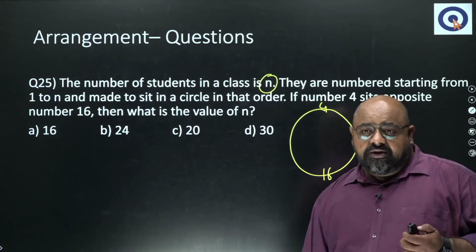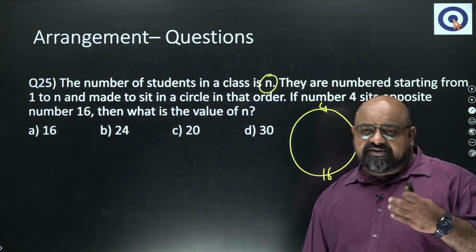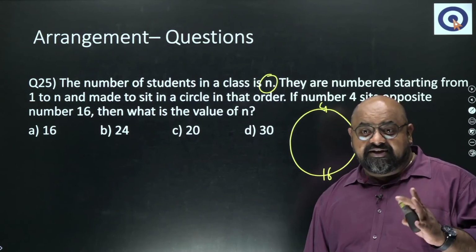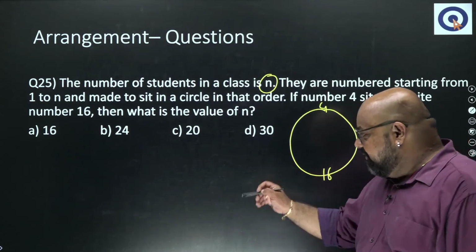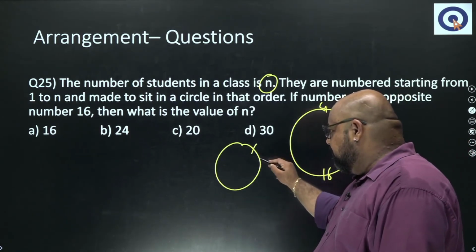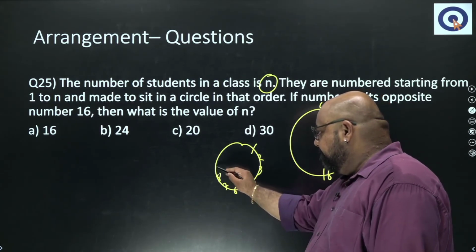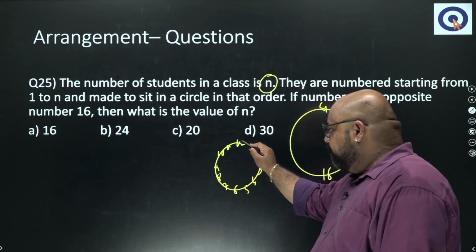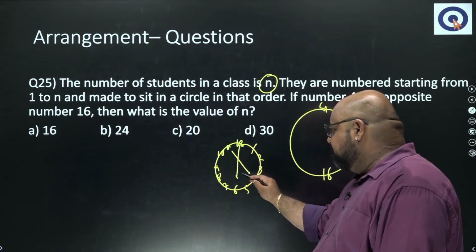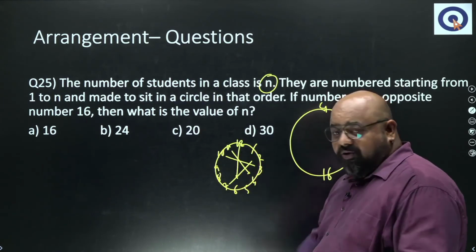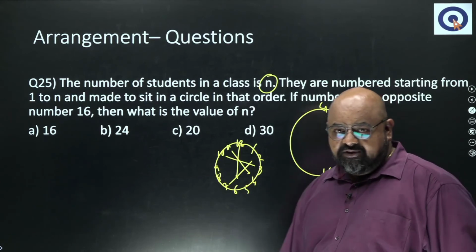So again, please note, 16 plus 4, 20, constant does not happen. And a very good way to look at it is your clock. 12 plus 6 is 18, 11 plus 5 is 16, 10 plus 4 is 14. Opposites do not add up to a constant value.